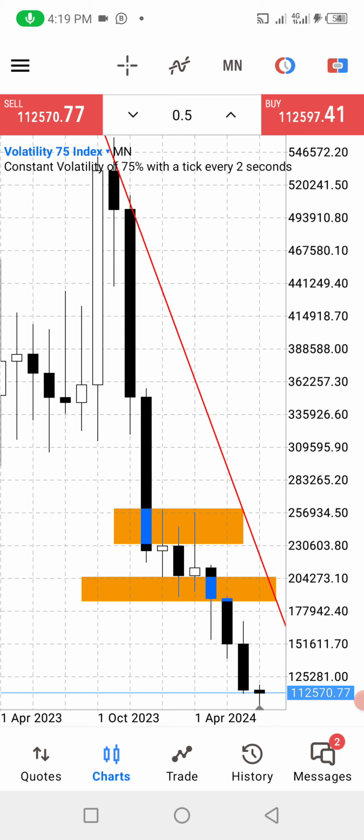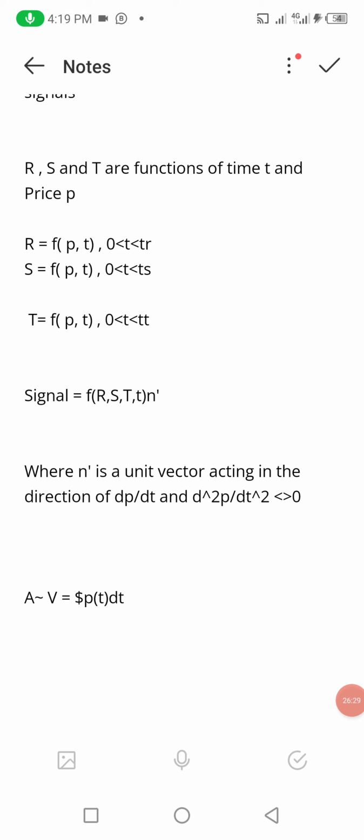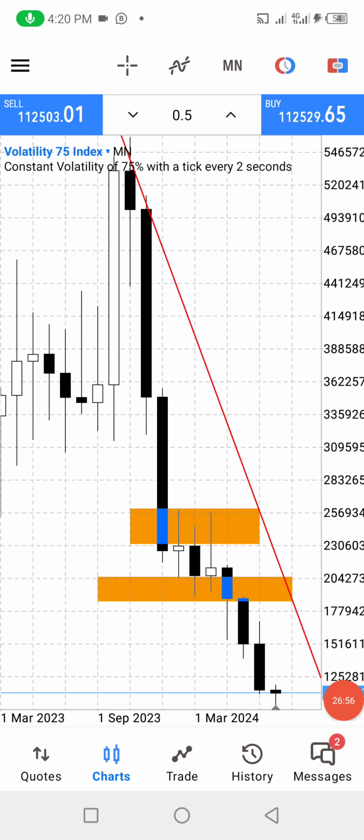because you're supposed to know what a signal is. Let's go back and check. A signal is a function of resistance, support, trend line, and time acting in the direction of n, where n is a vector acting in the direction of the rate of change of price with respect to time. That means it is acting in the direction of the trend line. Okay, now we shall only be looking for a resistance. In any time frame of entry, we are looking for resistance because the direction of the trend line is already negative.